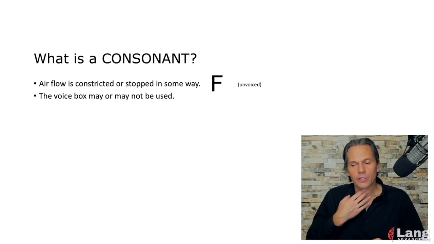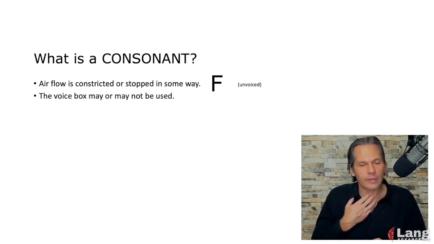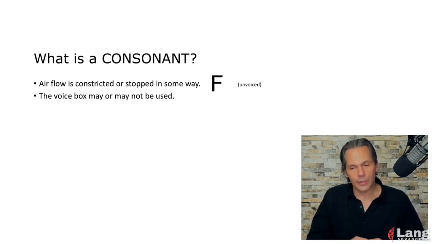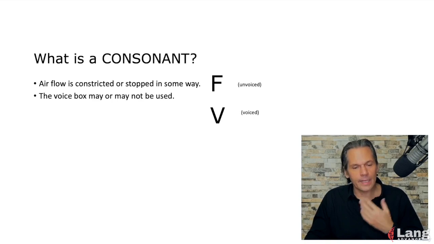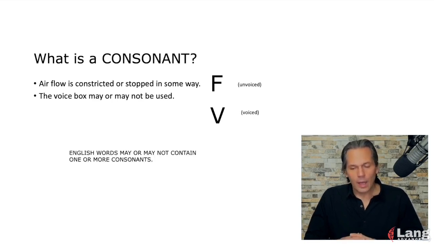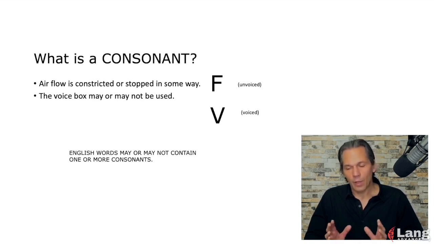If you touch your voice box, you'll notice that it's not vibrating when you make this sound. Unvoiced sounds are also called whispered sounds. Notice that if I add my voice to an unvoiced sound, I get a different sound. In this case, the sound V is a voiced sound. We talked earlier about the fact that all English words contain at least one vowel sound. A word doesn't have to have a consonant sound. Certainly most words will have at least one consonant.